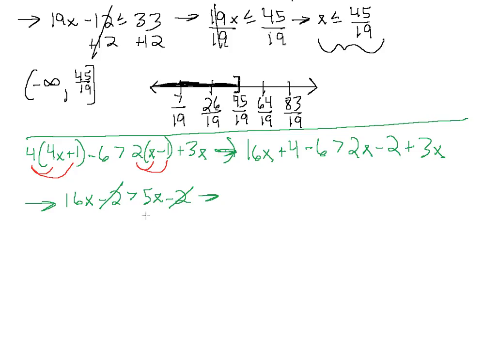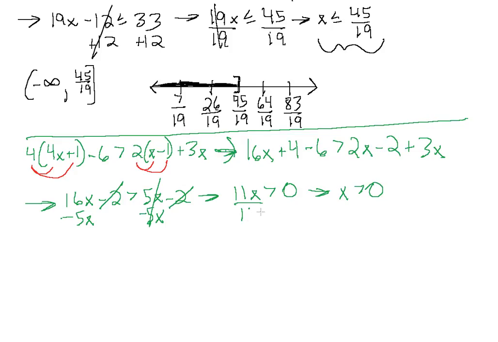So all we have left here is we can subtract 5x from both sides, which leaves us with 11x is greater than 0. And there's nothing left on this side. Okay, so 11x is greater than 0. If we divide both sides by 11, we just get x is greater than 0.